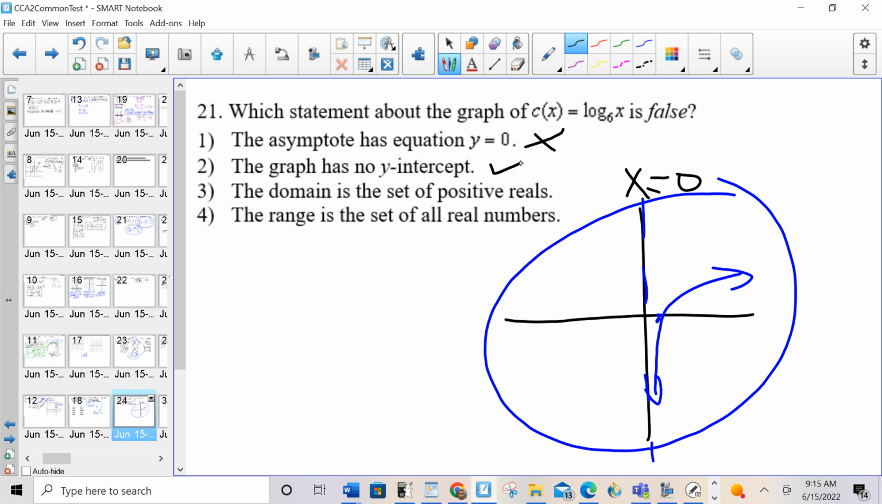The graph has no y-intercept. Yes, it's getting closer and closer, but never touching. The domain is positive real numbers. Yes, the domain is from 0 to infinity. That's positive real numbers. The range is all real numbers. Yes, it's got an arrow pointing up and down. Choice 1 is false.